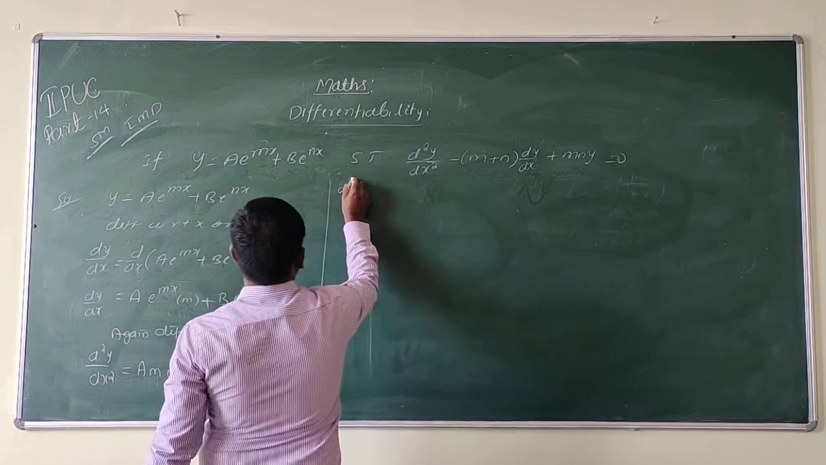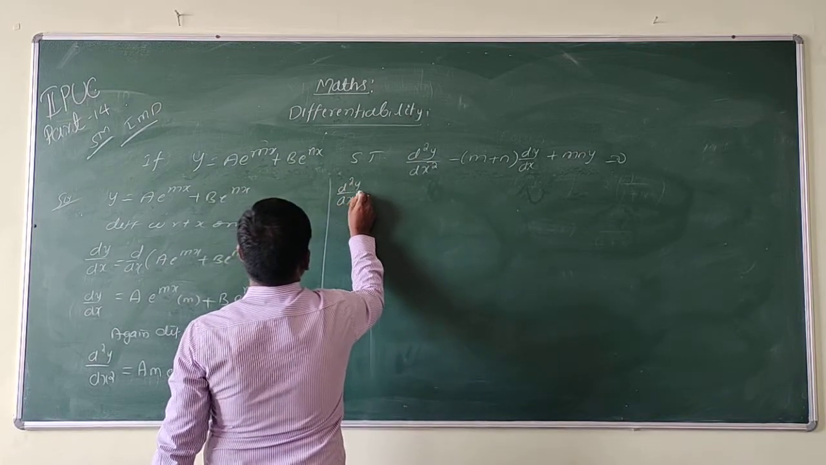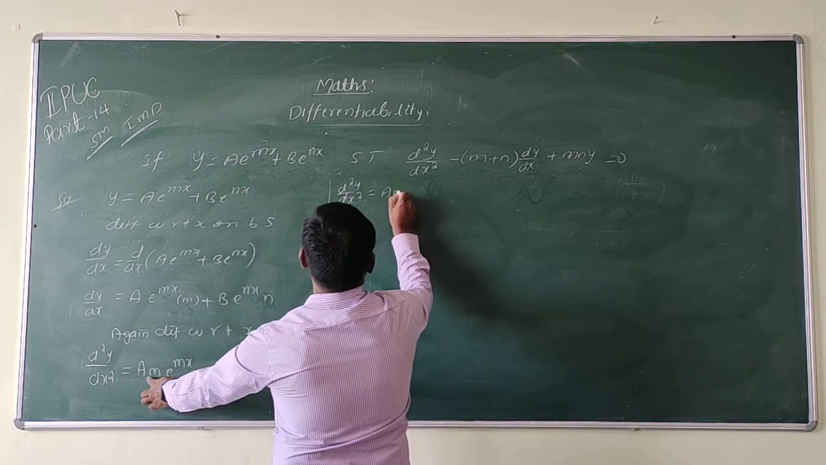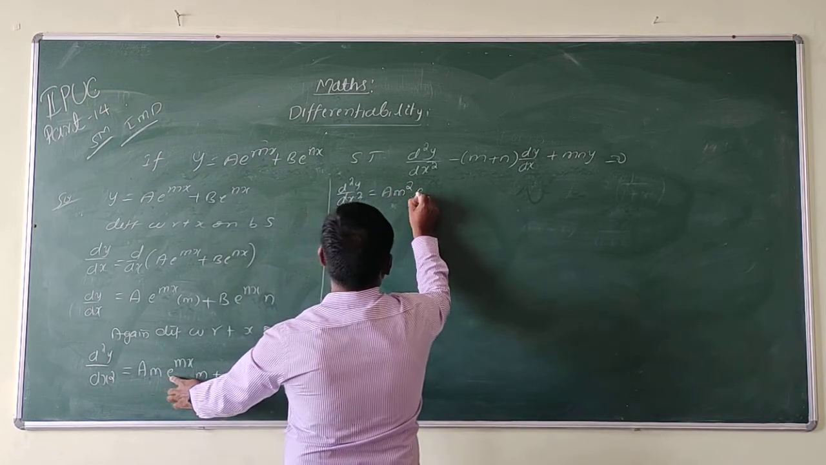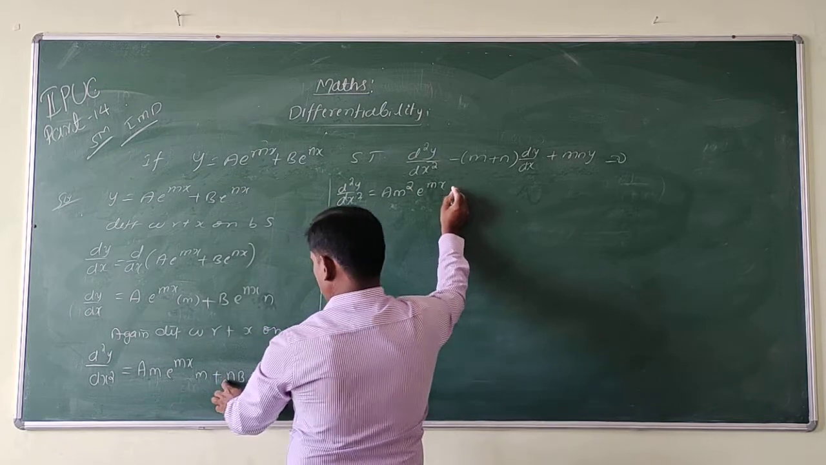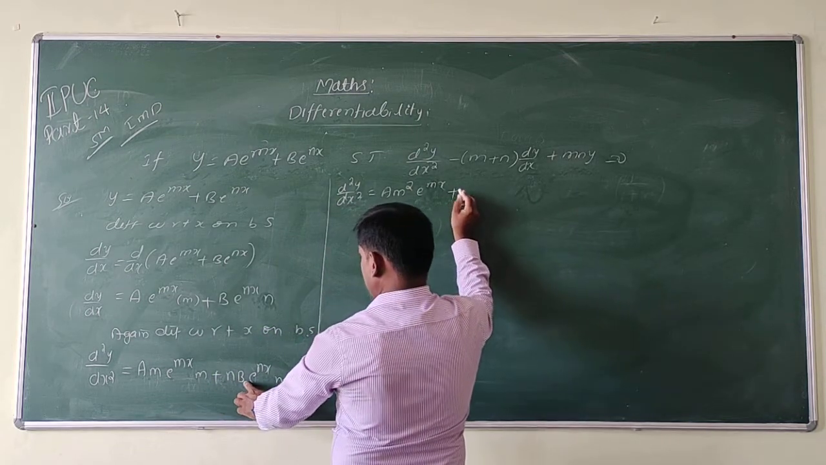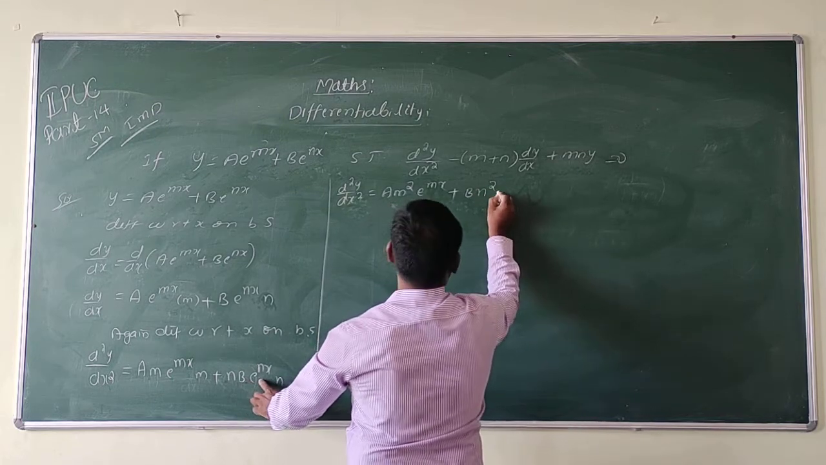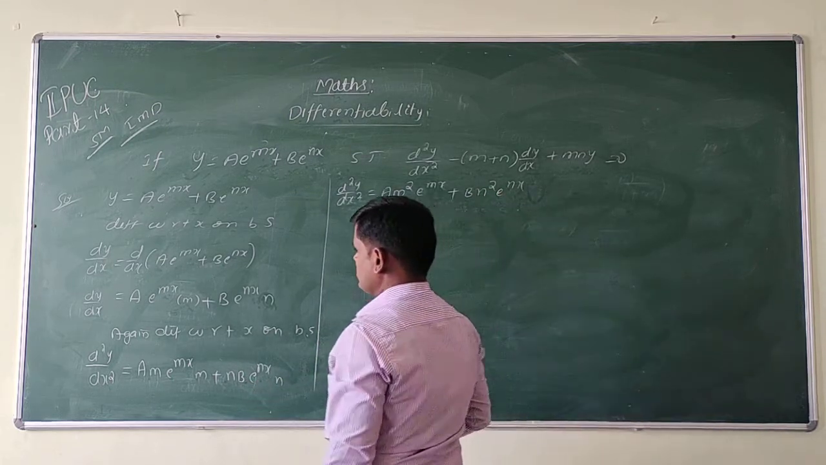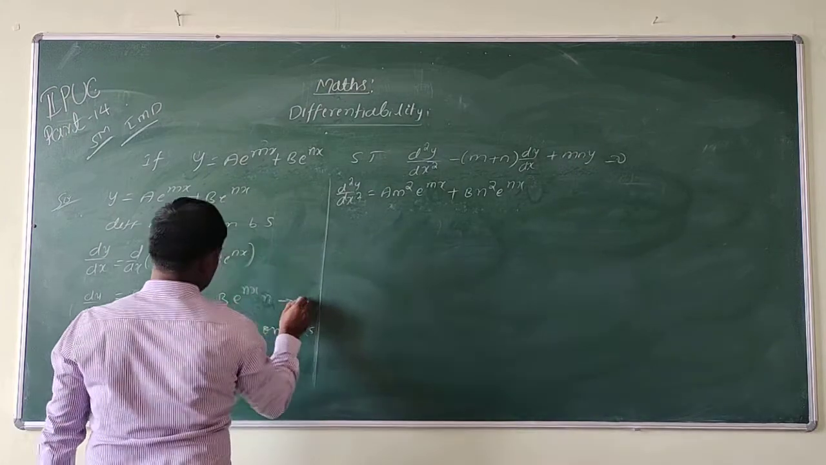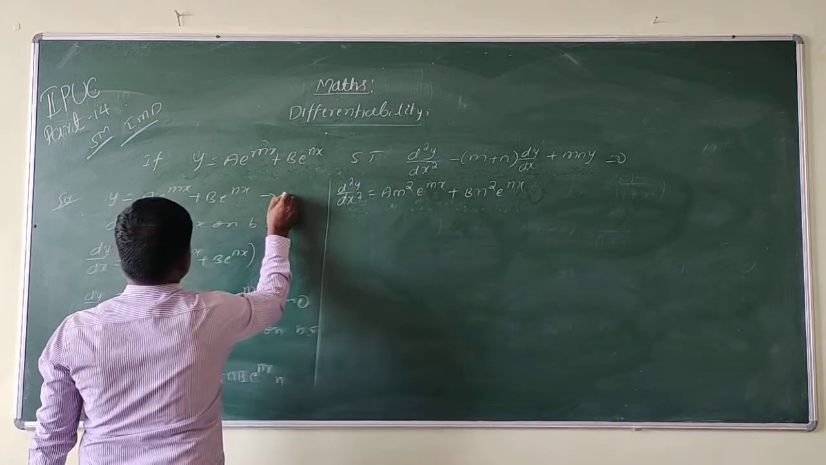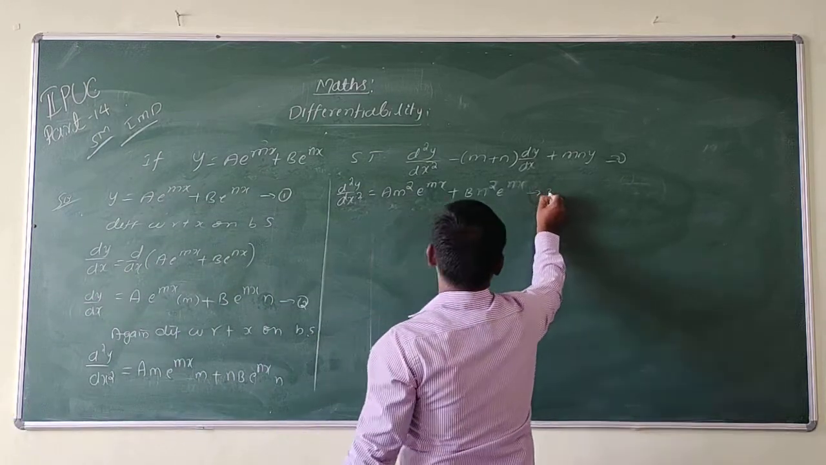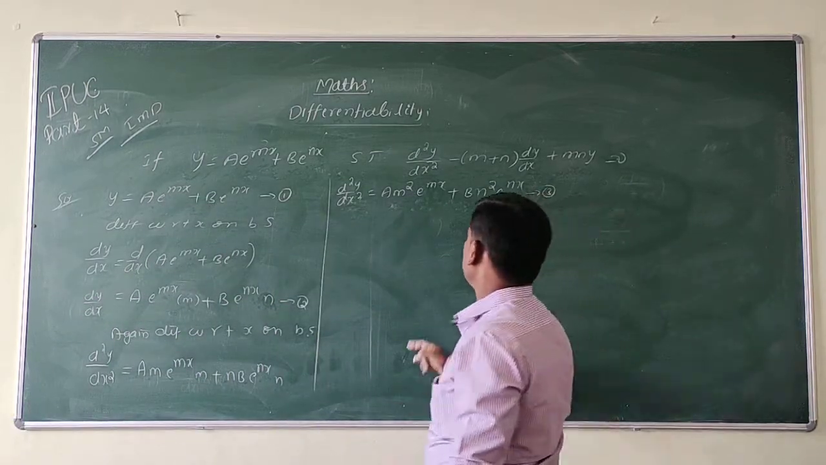So now d square y by dx square is nothing but a into m square into e to the power of mx, plus b into n square into e to the power of nx. Okay, so this is equation number 1. Suppose I am taking this as equation number 1, so this is equation number 2, and this is equation number 3. Now I am taking the LHS.